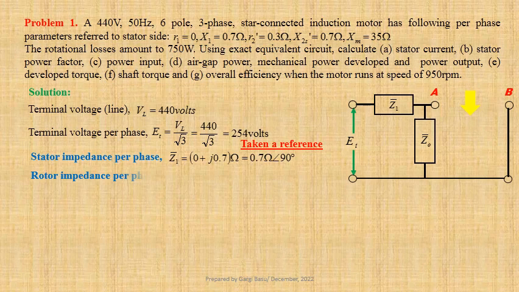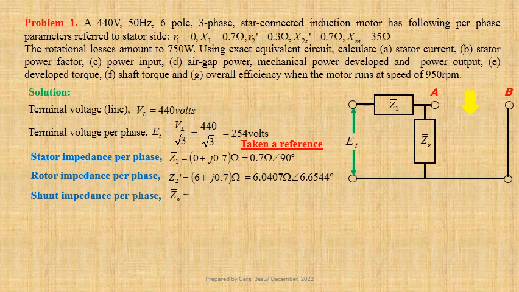Rotor impedance per phase referred to the stator Z2 dash equals 6 plus j times 0.7 ohm, that is equal to 6.0407 ohm at an angle 6.6544 degree, and shunt impedance per phase Z0 equals jXM equals j times 35 ohm. This may be written in polar form as 35 ohm at an angle 90 degree.